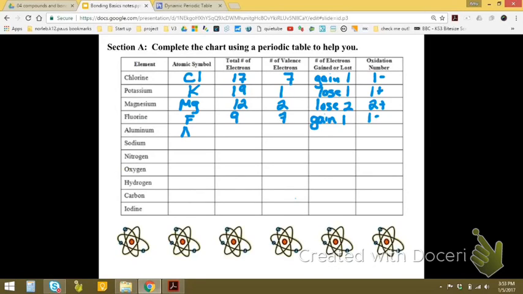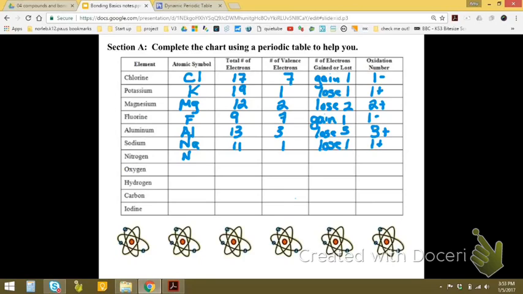Moving on down, we have aluminum. Aluminum is periodic table number 13. It's going to have 3 valence electrons. It's going to lose those 3 electrons, which gives it a +3 oxidation number. Sodium, one we use all the time. Sodium is Na. Sodium has 11 electrons total. It's in group 1, so it has one valence electron, which means it's going to lose one, and that gives it a positive 1 oxidation number.